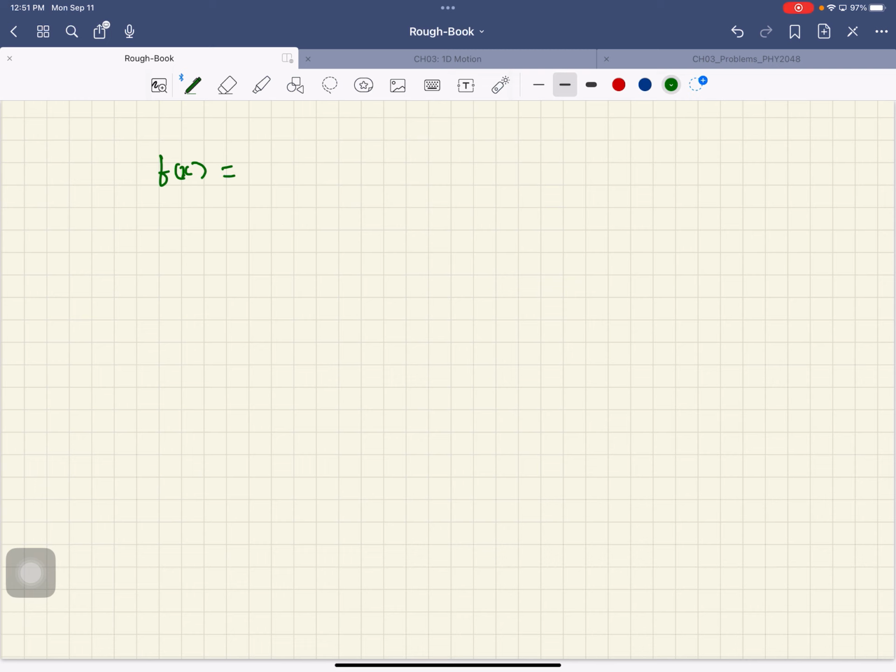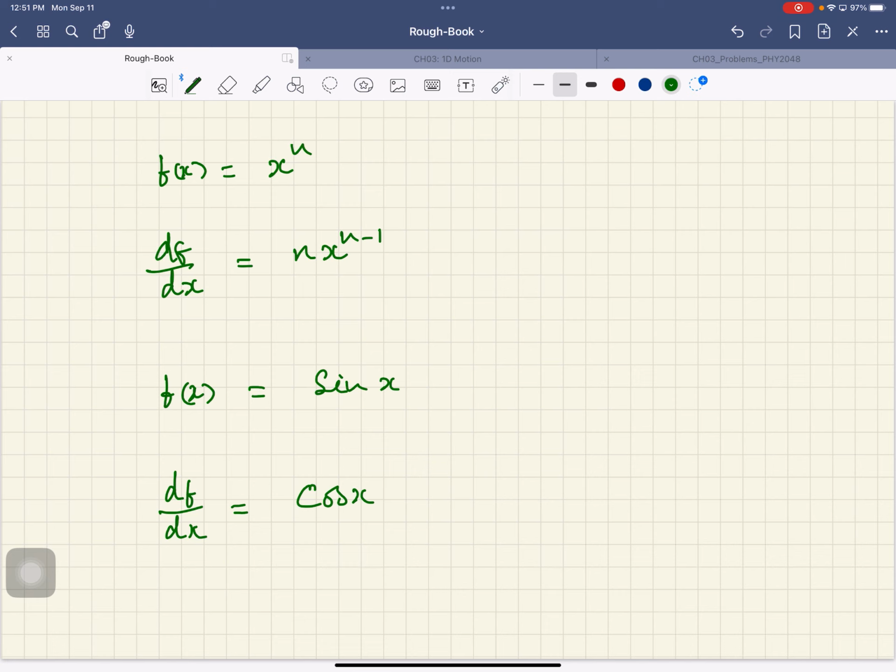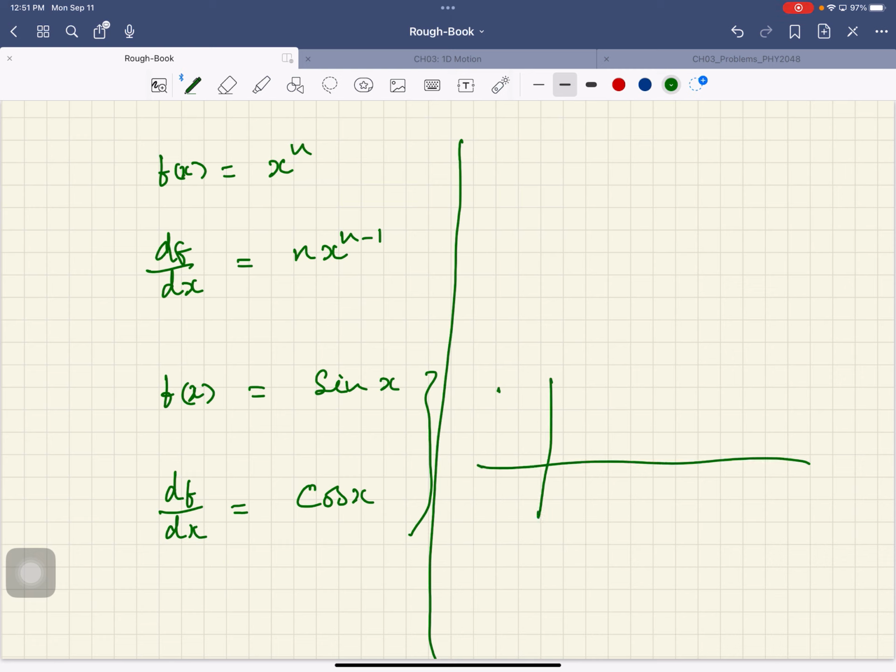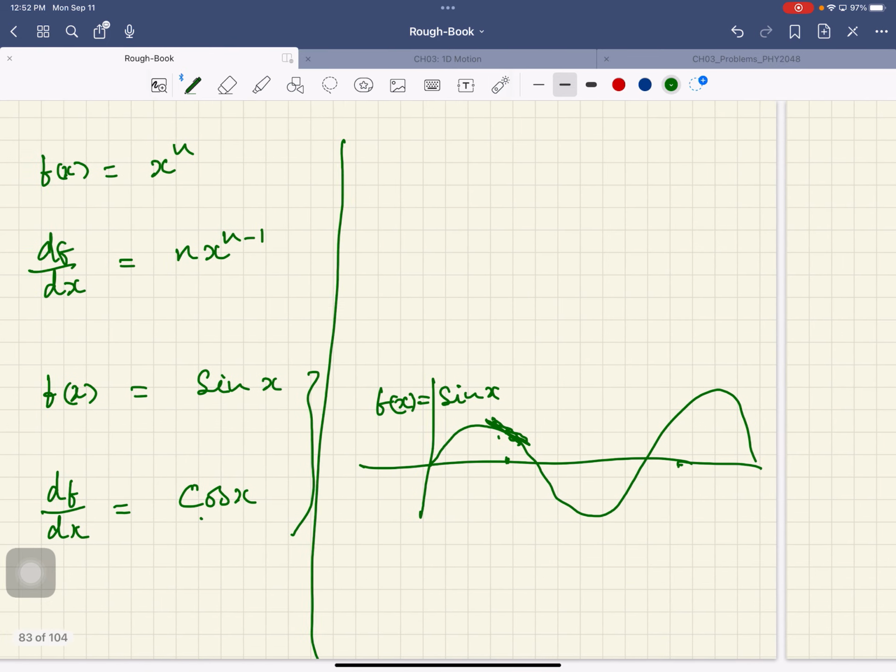If the function is x to the power n, the derivative of the function is n x to the power n minus 1. If the function is sine of x, the derivative of the function is cosine x. So what does this mean? Let's draw sine x. If you draw sine x, the derivative is the slope of the tangent. So if you took the derivative there, that would be equal to cosine x. For this value of x, the slope would be equal to the cosine of x at that point. That's what it's saying. Do you understand this?